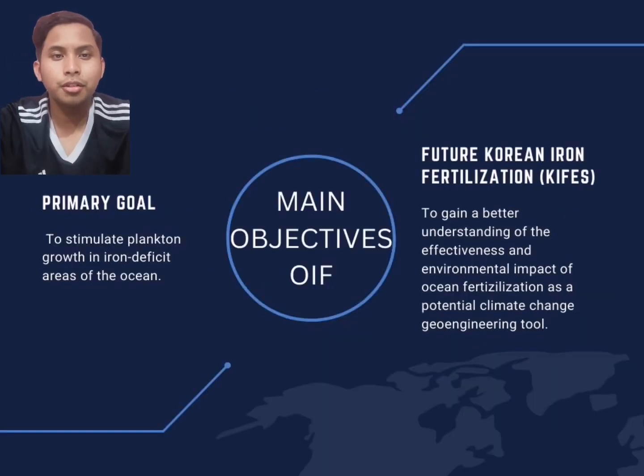The main objective of ocean iron fertilization (OIF) is to stimulate the growth of phytoplankton in areas of the ocean that are iron deficient. Phytoplankton play a vital role in the food chain and are responsible for much of the photosynthesis that takes place in the ocean, which in turn sequesters carbon dioxide from the atmosphere. By adding iron to certain regions of the ocean, it is believed that the growth of the phytoplankton will be increased, leading to an uptake of carbon dioxide from the atmosphere.